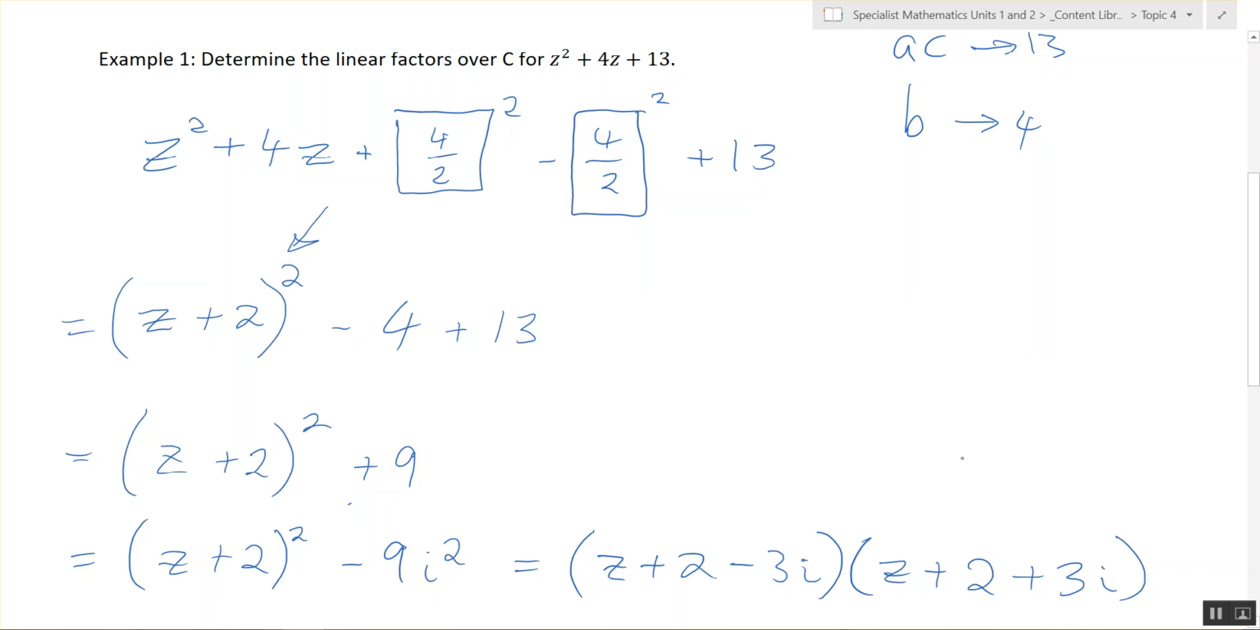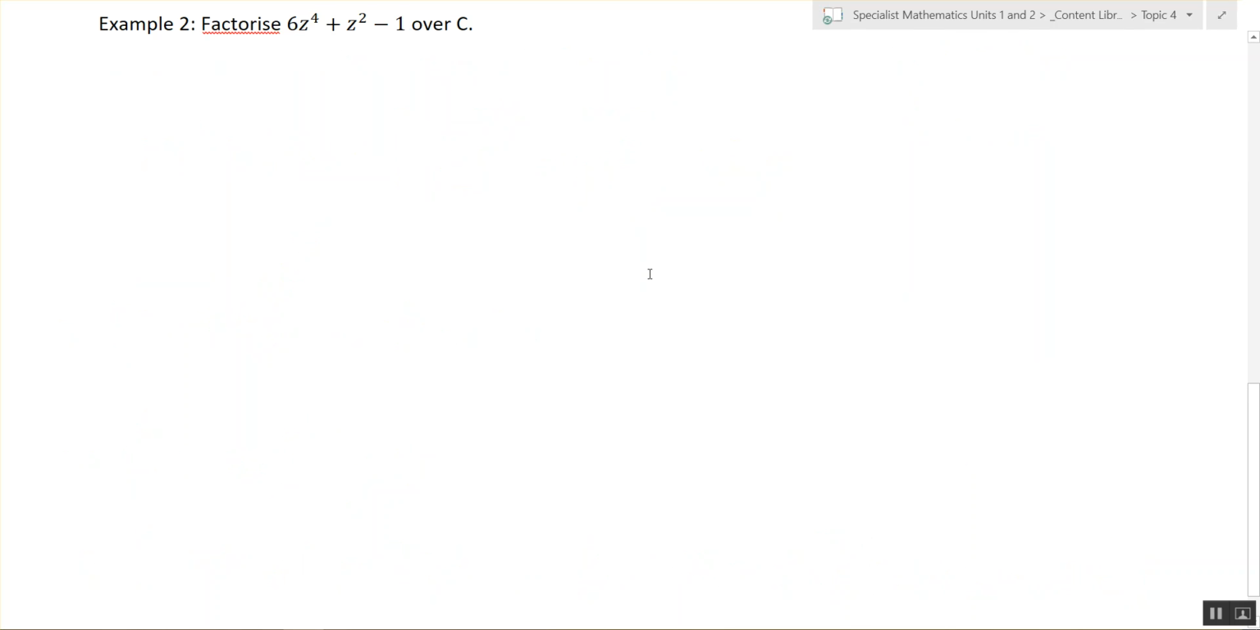Now we've found the two factors over C. The trick with this one is we're going to make z squared equal to something else, equal to w. Wherever you see a z squared, you substitute w in.